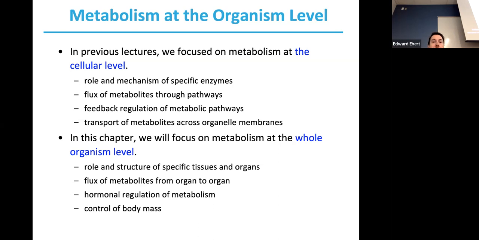With this chapter, we're going to look at the whole thing. We're going to talk about the roles of tissues and organs, the flux of metabolites between organs, and hormonal regulation, because hormones can be local, but a lot of times an organ will release a hormone and we'll see that travel throughout the body to other organs and have effects there. And we'll talk about control of body mass.